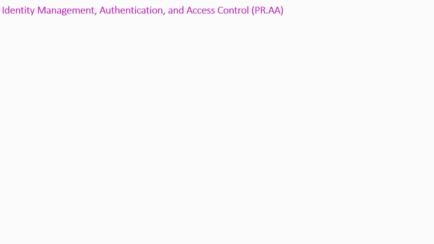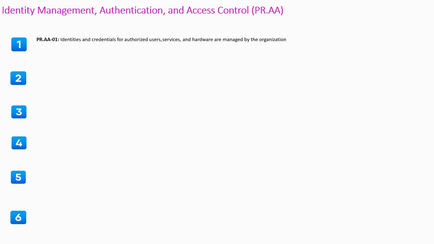Let us now discuss the first category, that is identity, authentication and access control. Here we have a total of 6 subcategories. We will discuss in detail how to implement each one of these. The first subcategory requires that identities and credentials for authorized users, services and hardware are managed by the organization.